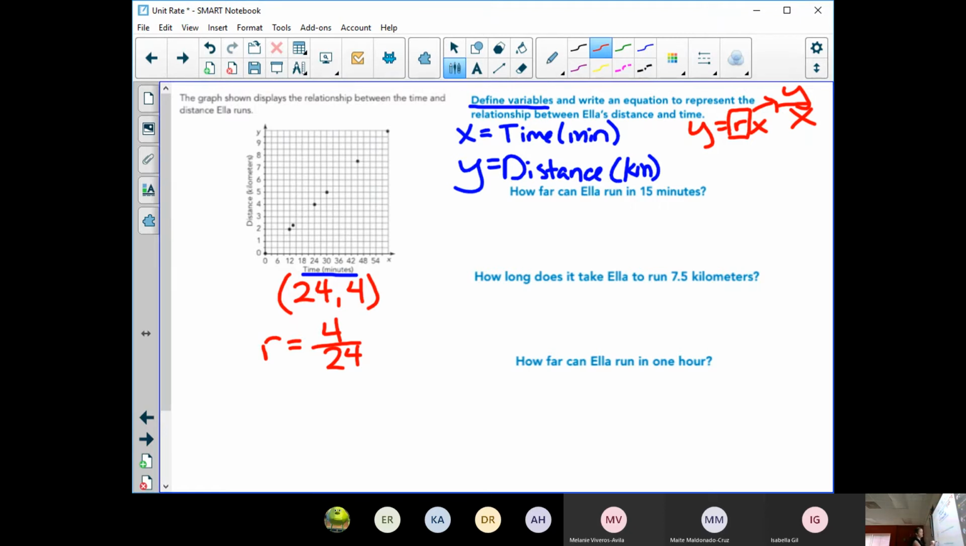So I know 4 goes evenly into 24, divides evenly into it. So I'm going to divide by 4 on the top and the bottom. And 4 divided by 4 is 1, and 24 divided by 4 is 6. So my R, when I rewrite this, is y equals 1/6 x.